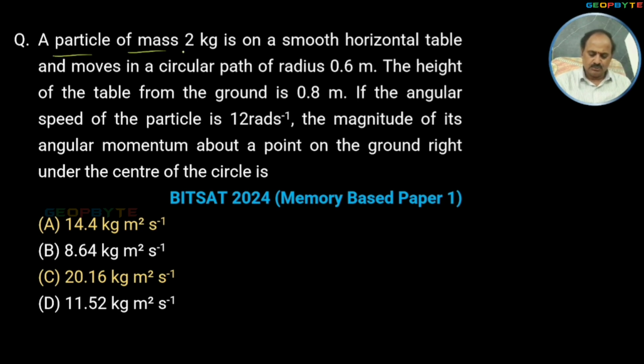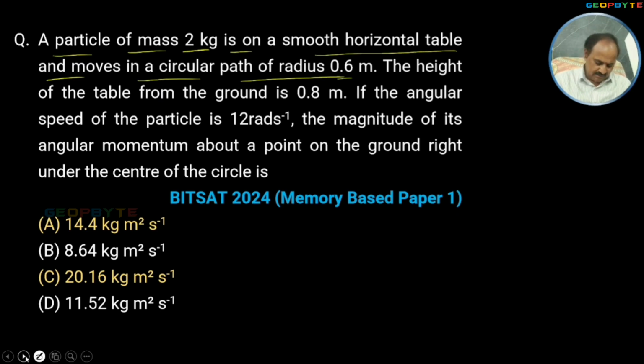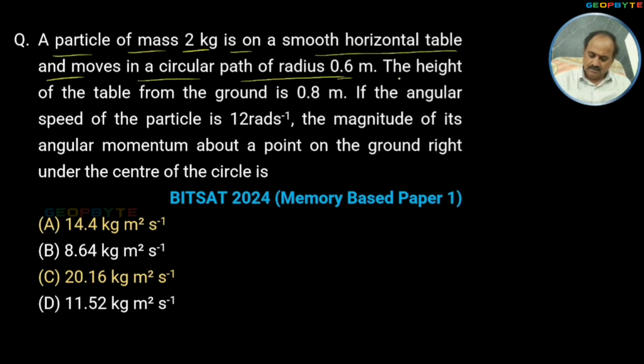A particle of mass 2 kg is on a smooth horizontal table and moves in a circular path of radius 0.6 meters. Let us take the circular path maintained by the particle. Let us draw it clearly. This may be the circular path maintained by the particle. This is the radius of the particle, 0.6 meters. The height of the table from the ground is 0.8 meters. Let this be the ground.